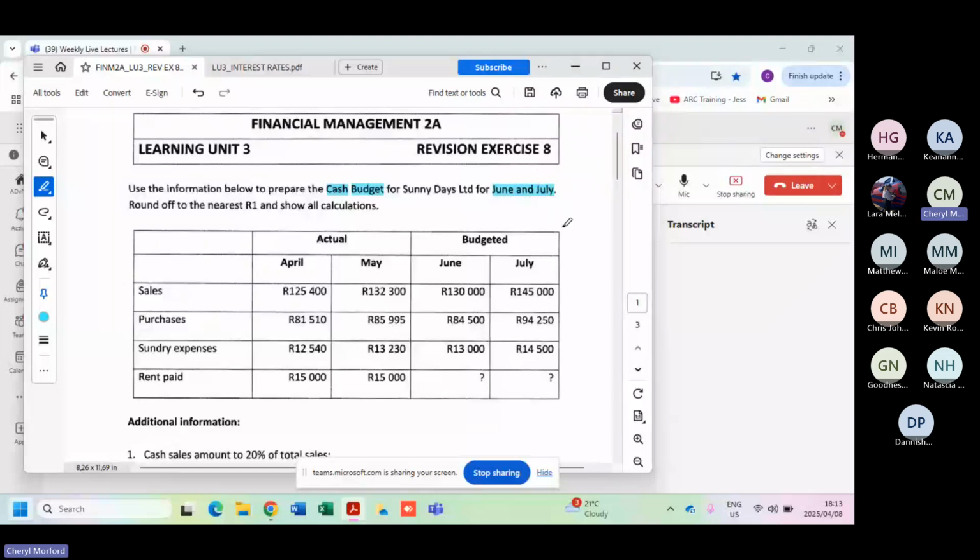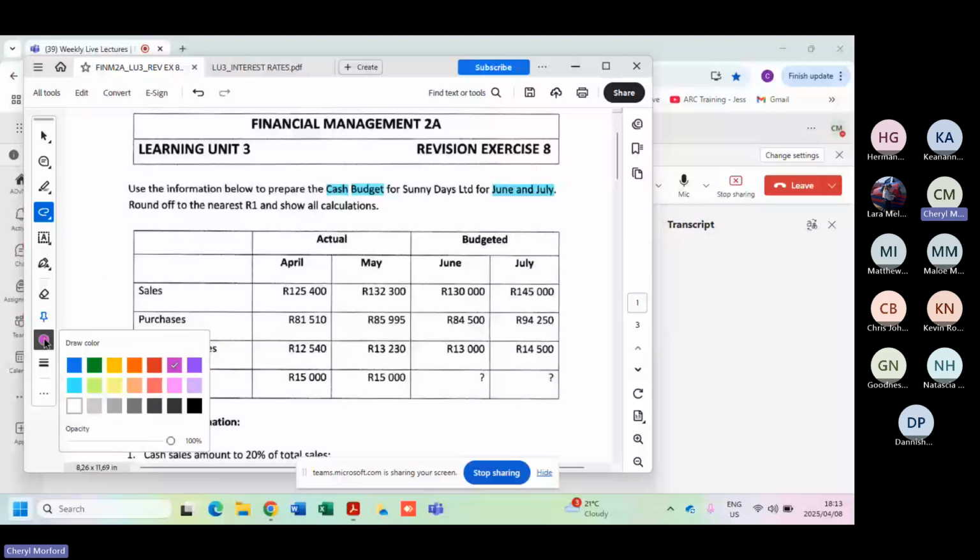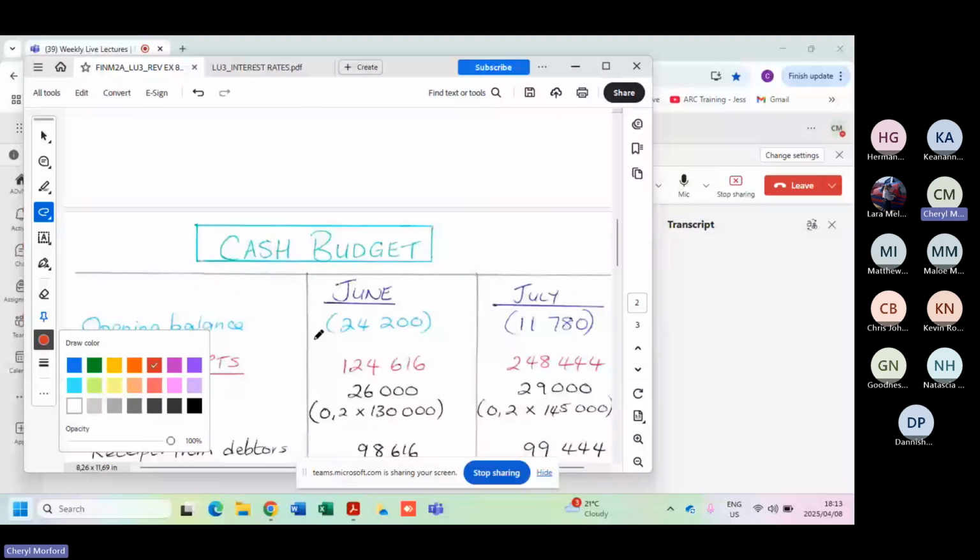Right, so why I wanted to do this for you is because I need to show you the format, how you would set out a cash budget. So for the moment, we're just going to forget about what's in here. I'm just going to flip to the answer and show you the layout. So here we go. Obviously, a heading, as always.